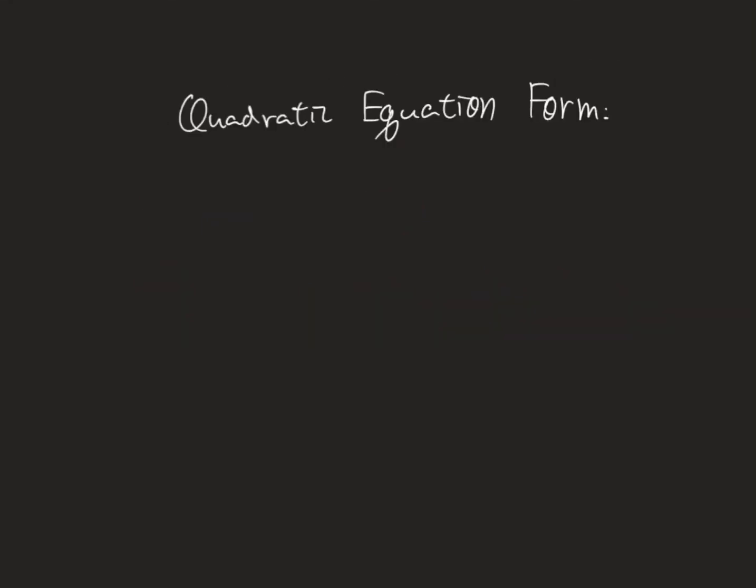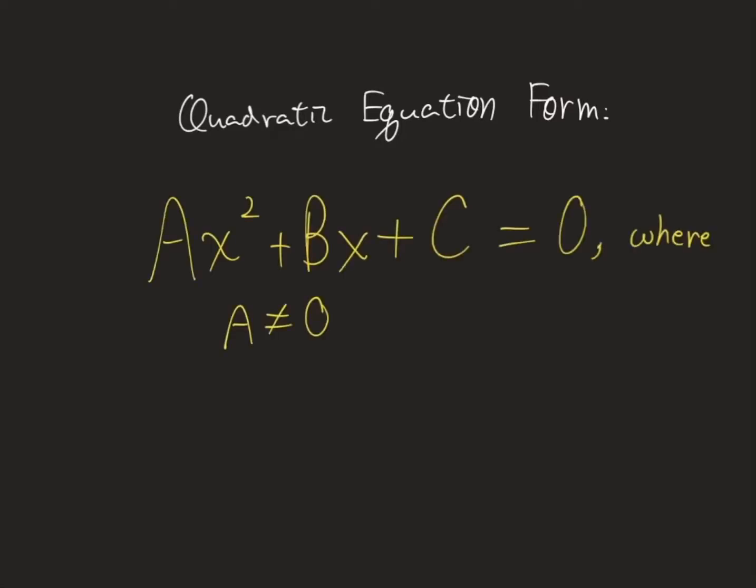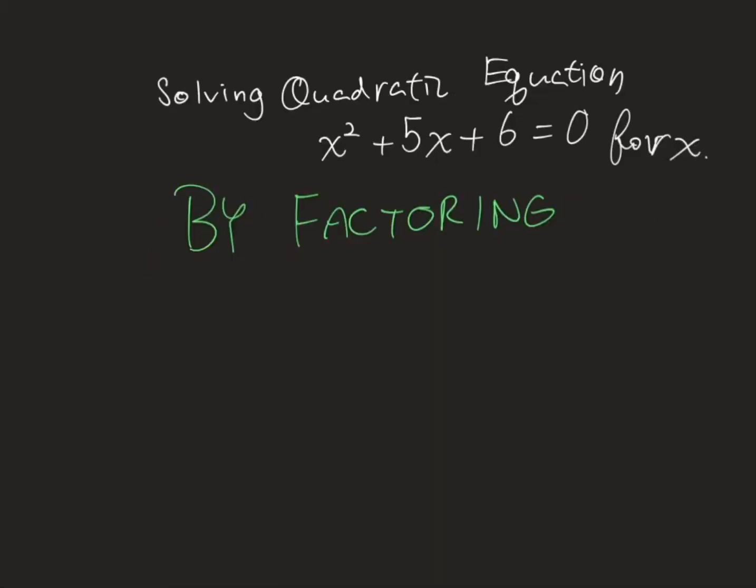So let's do some revision that I have taught before. The quadratic equation form is ax squared plus bx plus c equals 0, where a does not equal 0. So now let us solve the equation x squared plus 5x plus 6 equals 0 for x by factoring.